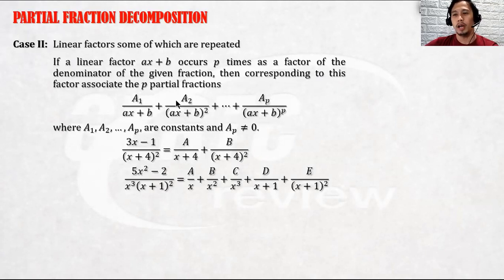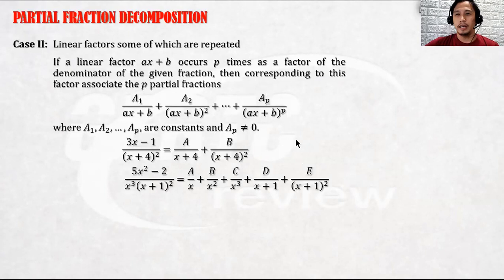Well, a sub 1, a sub 2 may be 0, and so on, but that last term, which has a denominator with a power of p, must not be 0. That a sub p must not be 0. These are the examples.